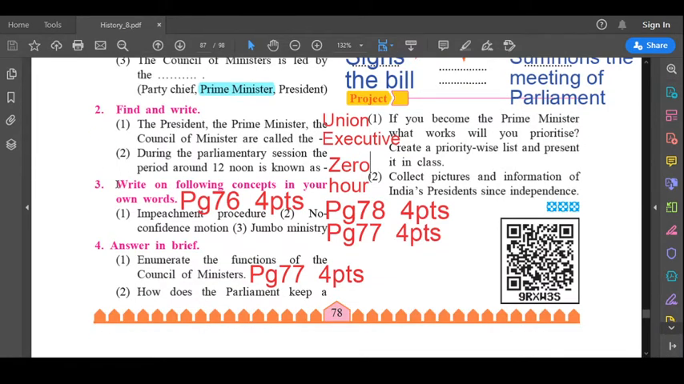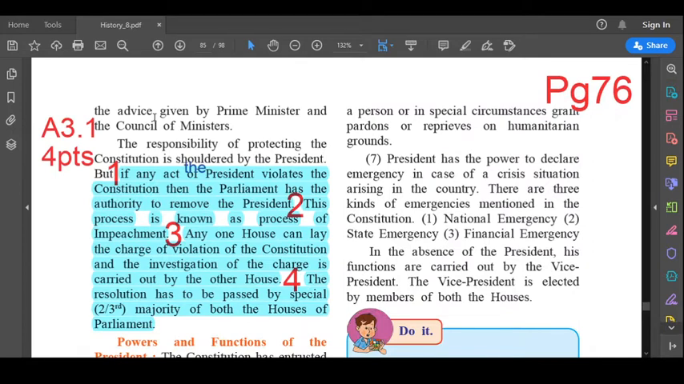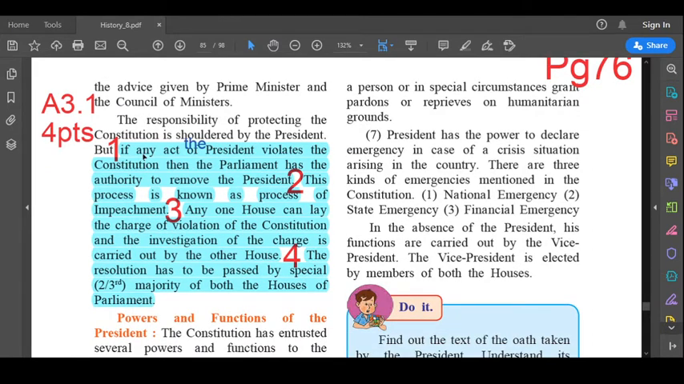Question number 3. Write on the following concepts in your own words. The first one, impeachment procedure. The answer to this question is on page number 76. So let us go to page 76. Left hand side, first paragraph. Third line, cancel but, and you're going to start your first point from if. If any act of, after of, just write the.